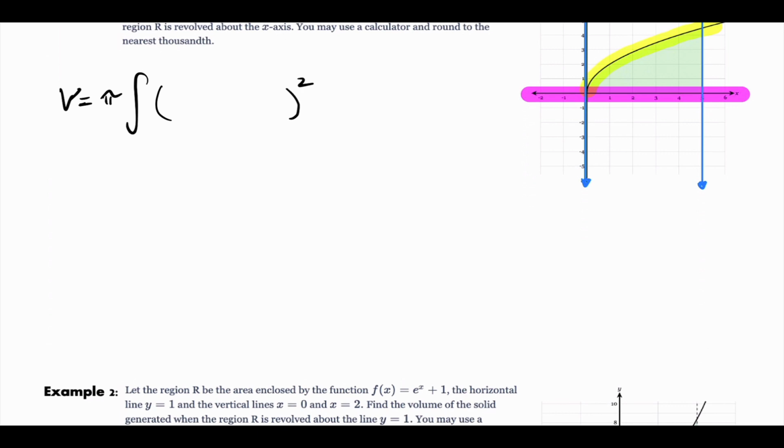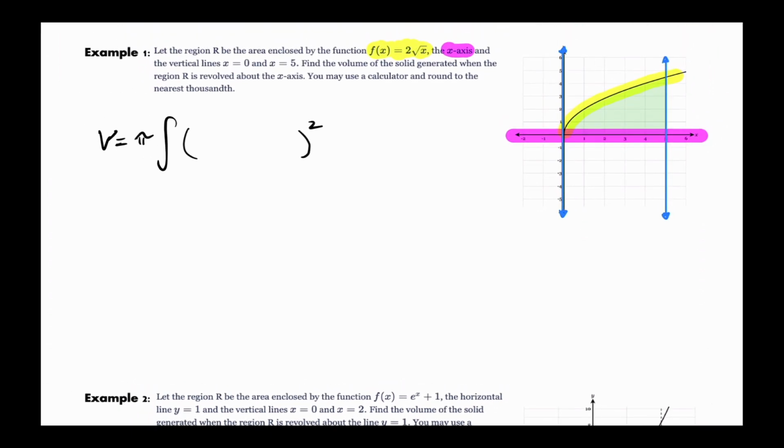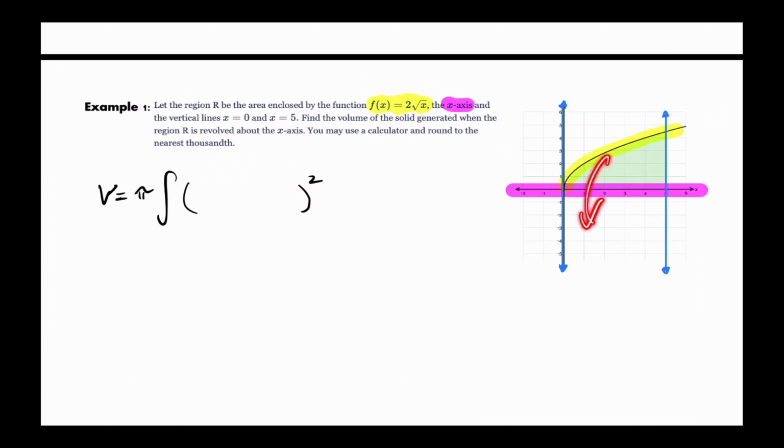Radius squared. So is this one going to be a dx or dy? Because if it's dx, we need x's in here, nothing else. If it's dy's, we need y's in here and nothing else. So it's important. It's dx because it's a horizontal revolution. It's going across the x-axis, so dx. So we're just going to have x's in there, no y's.